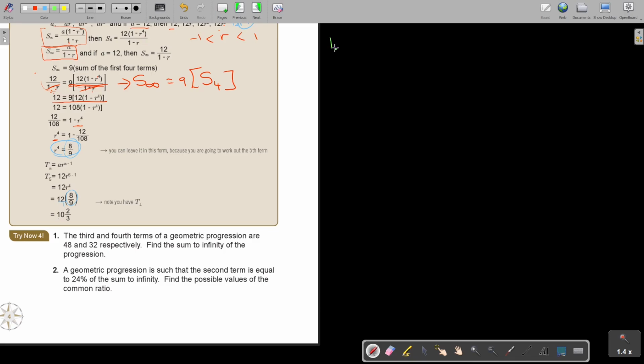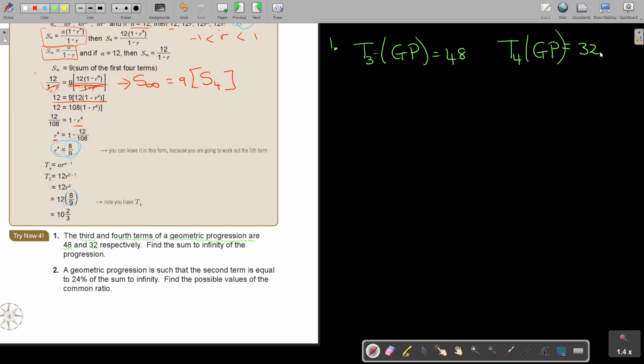Number 1. The third and the fourth terms of a geometrical progression are 48 and 32. Okay, so let's just start. The third term of a geometrical progression is 48. And the fourth term of that GP is going to be 32.